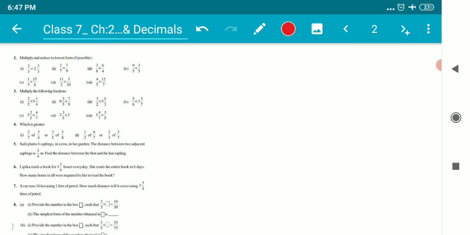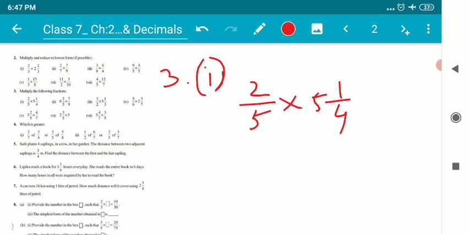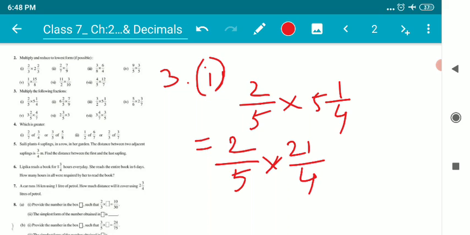3 1. Children, just absolutely similar. 3 1 is about 2 by 5 into 5 1 by 4. So one number is in a mixed fractional form. We will just convert it into improper. So I'll write 2 by 5 into 5 4s are 20 plus 1, 21 by 4.